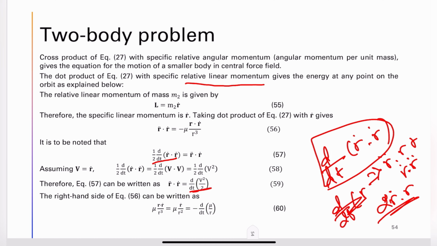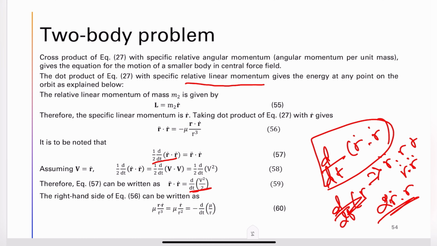Now we are taking the right hand side of this equation and we are trying to manipulate it the same way, like mu dot r into r dot by r cube, which is nothing but r dot by r square. So that is equal to minus dou by dou t of mu into r. This is nothing but dou by dou t of 1 by r, which is equal to r dot by r square. So you'll get this. In order to make that, we are just using the manipulations.